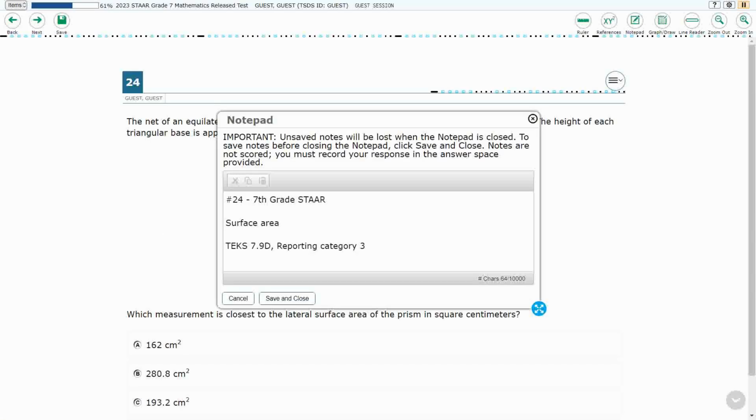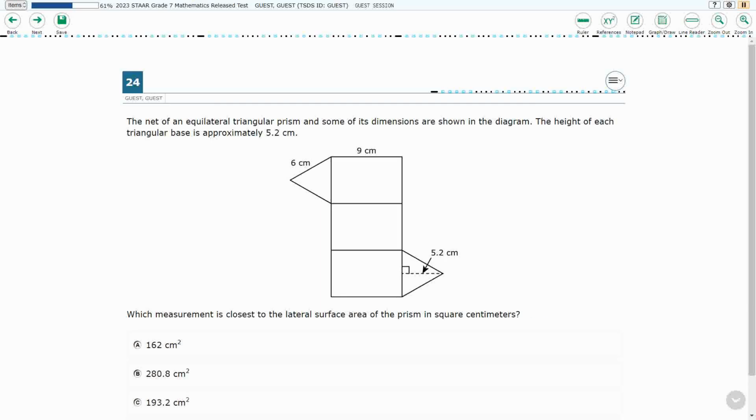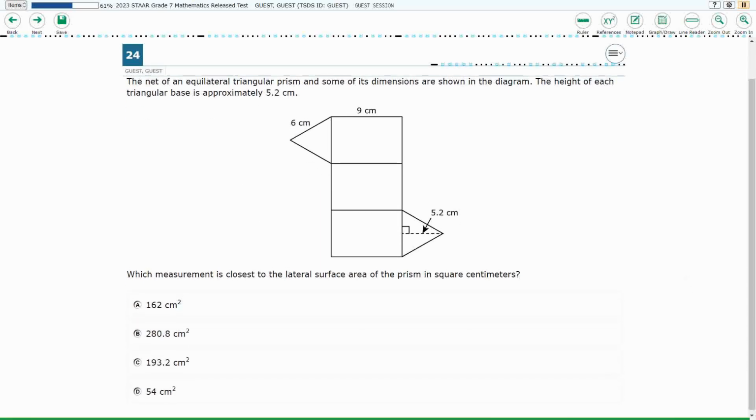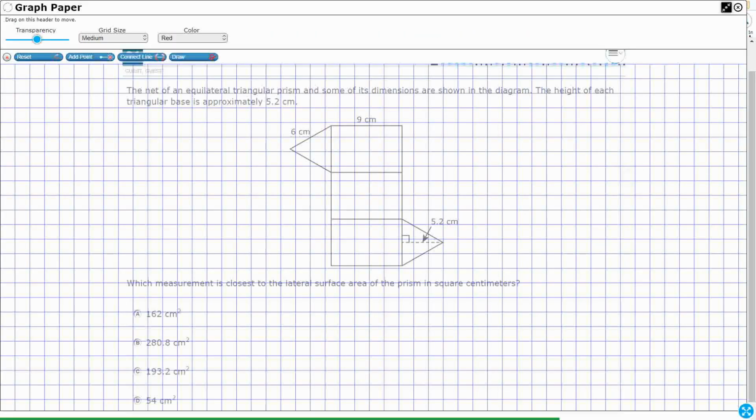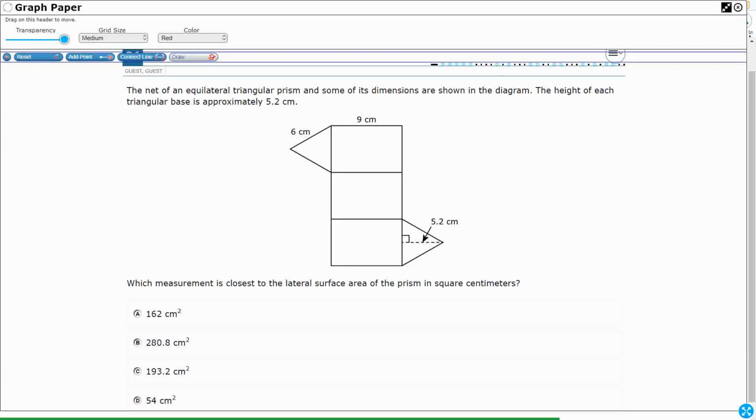For number 24, we are looking at surface area. This is TEKS 7.9D, supporting category 3. So we have an equilateral triangular prism, and we have some dimensions shown. The height of each triangular base is approximately, they give that to you at 5.2. So here's the trick. We are looking for the surface area, but not the total surface area. Looking for the lateral surface area. So the lateral surface area does not include bases.